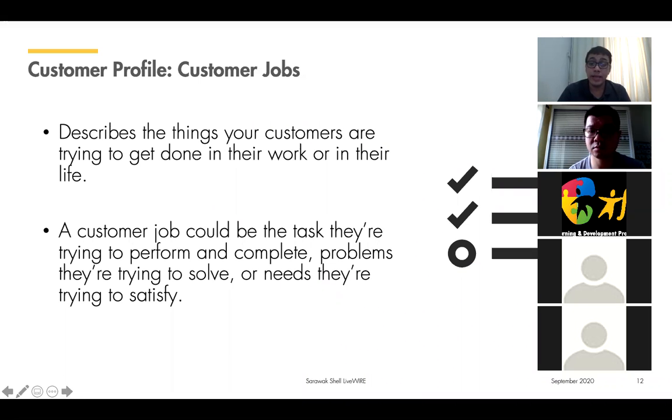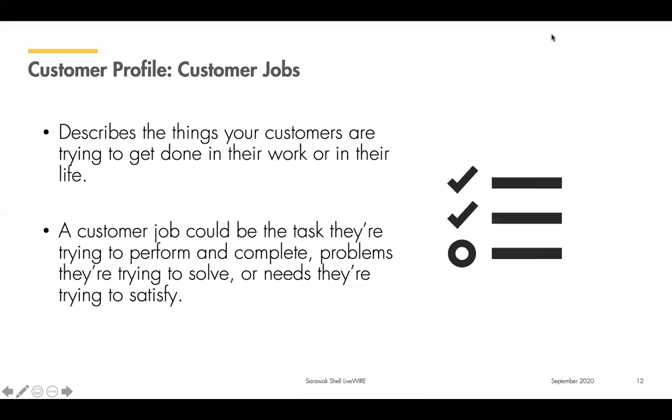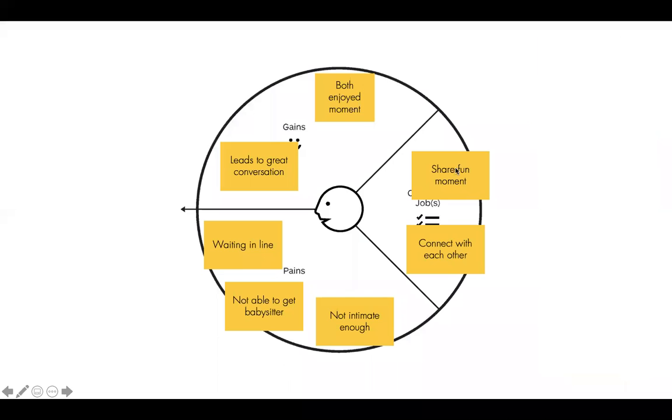Okay, let's look at each of the elements in the customer profile more deeply. When you look at customer jobs, what is it that they're trying to get done in their work or in their life? If you look at the example of the date night, they want a date night, basically. If you look back here, the job that needs to be done is not so much a feature, but they want to share a fun moment. They want to connect to each other.